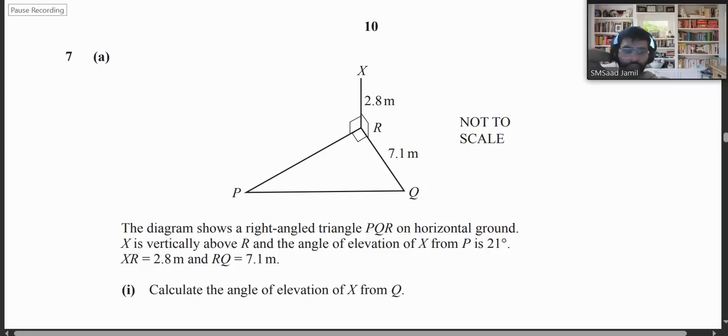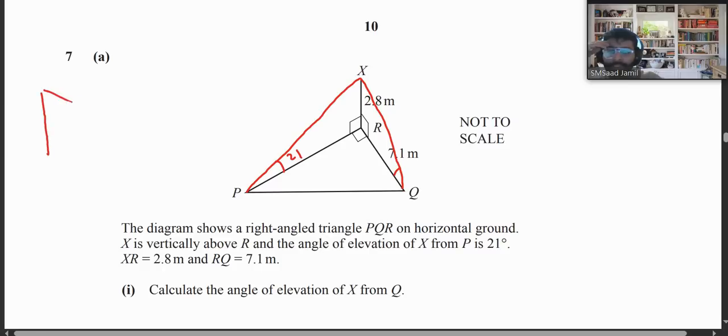So look guys, in this question when it says the angle of elevation of X from P, it means this thing. Many students get confused, it just means this thing is 21 degrees. Now it says calculate the angle of elevation of X from Q. It basically says find this thing. So if I make it, it's actually like this. This is Q, this is R, this is X. So 2.8, R to Q 7.1, and this is theta.